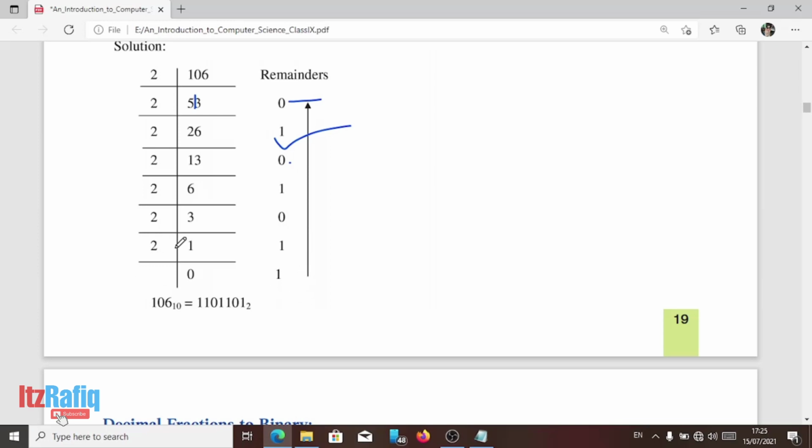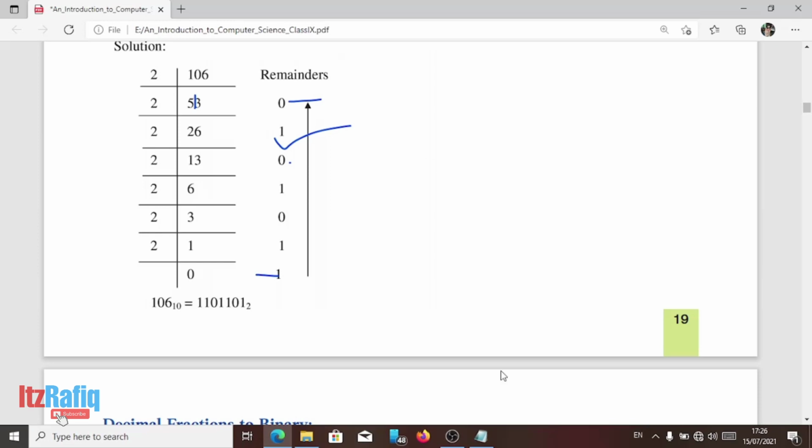At last, we will get 2 and 1. When you divide 1 by 2, it will go 0 times and the remainder will be 1, isn't it? While you are writing the answer, you will write from down to top. So the answer will be 106 equals 1101010. Below the binary number, you will write 2. It indicates that this number is in the binary number system.